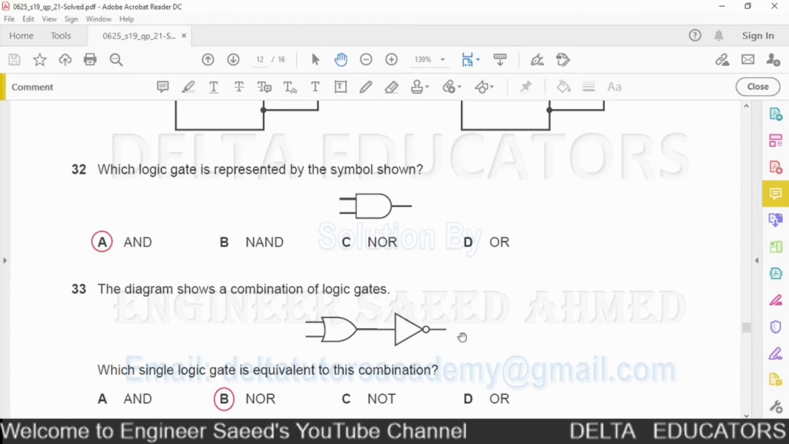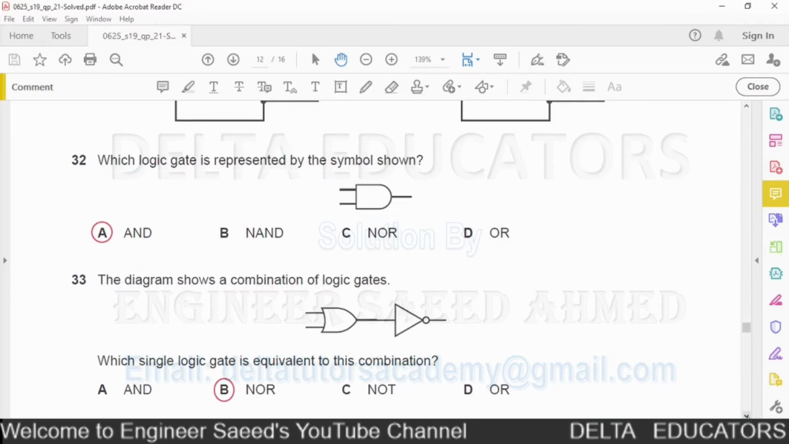It will become NOR gate. So here it is NOR gate. NOR gate is given in option B. So correct option, option B.